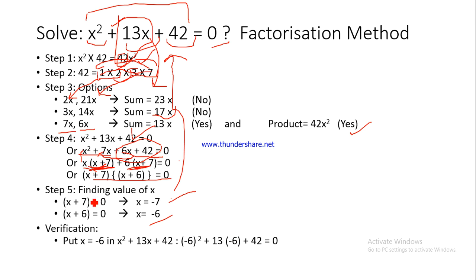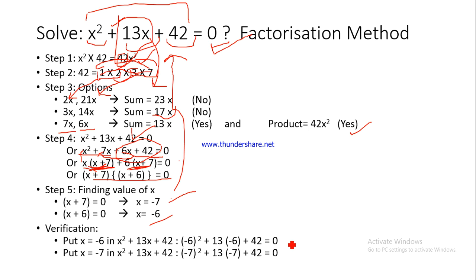If you get a 0, it means if you put the value of x here as minus 6, this will satisfy the whole equation. The whole equation will be 0, which is actually the right hand side. So which means that x equal to minus 6 is a correct solution. Likewise you can test for x equal to minus 7, right?